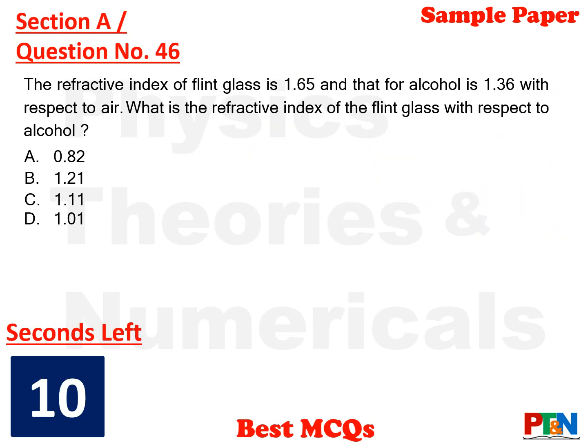Next one, question number 46. The refractive index of flint glass is 1.65 and for alcohol it is 1.36 with respect to air. What is the refractive index of the flint glass with respect to alcohol? 4 options, 10 seconds time for you. Your time starts now. Easy one, a very basic fundamental one.